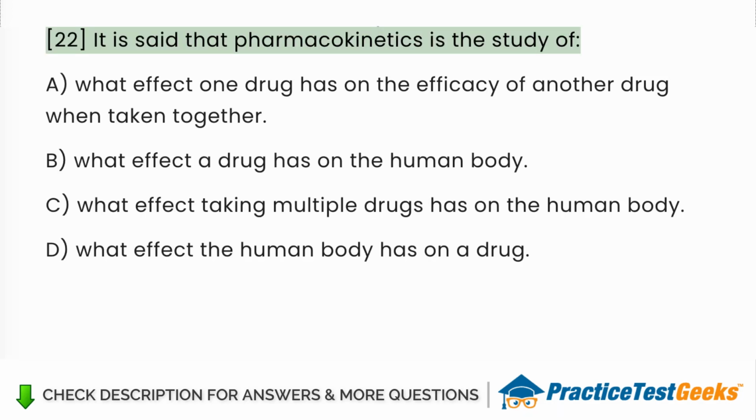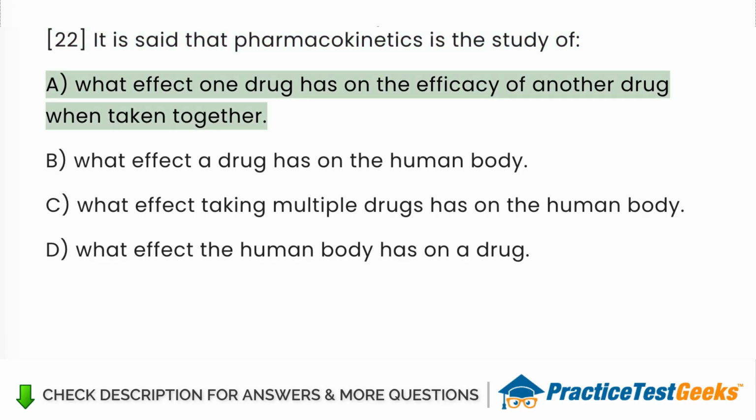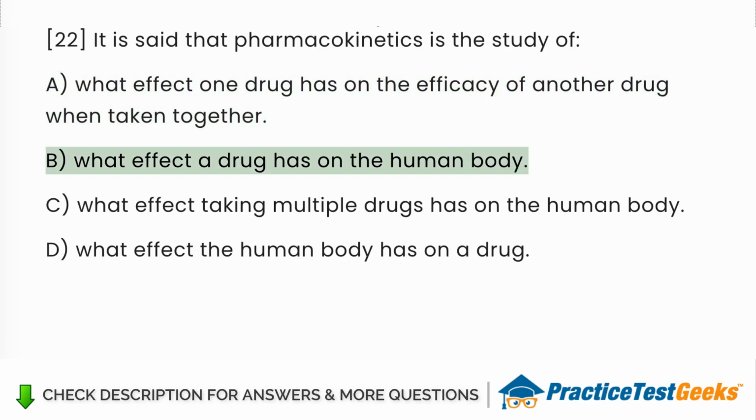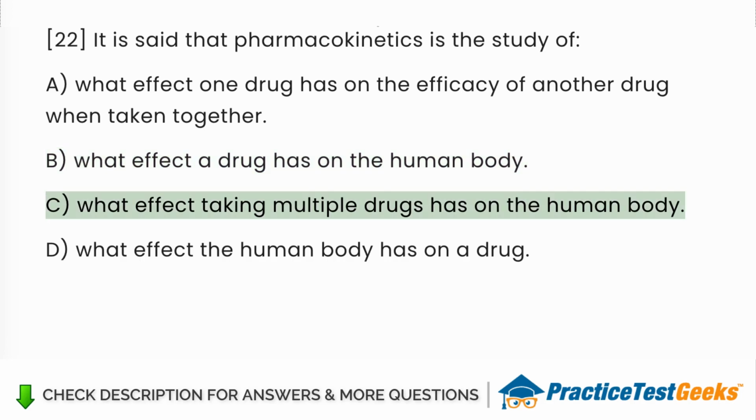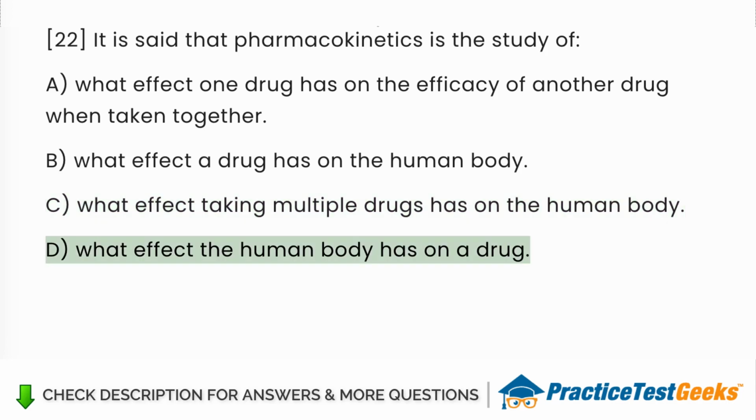It is said that pharmacokinetics is the study of A. What effect one drug has on the efficacy of another drug when taken together. B. What effect a drug has on the human body. C. What effect taking multiple drugs has on the human body. D. What effect the human body has on a drug.